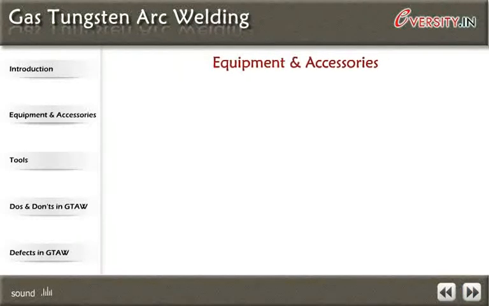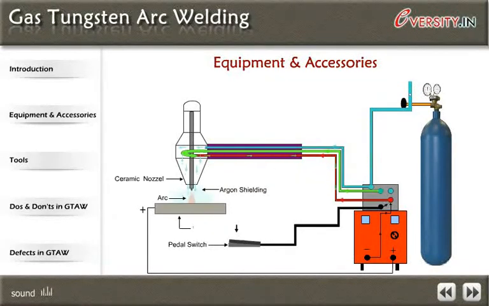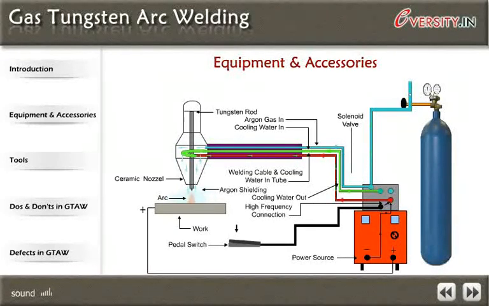Equipment and accessories. Pedal switch. Ceramic nozzle. Arc. Argon shielding. Work. Tungsten rod. Argon gas in. Cooling water in. Welding cable and cooling water in tube. Cooling water out. High frequency connection. Power source. Solenoid valve. Argon cylinder. HF unit and water cooling system.